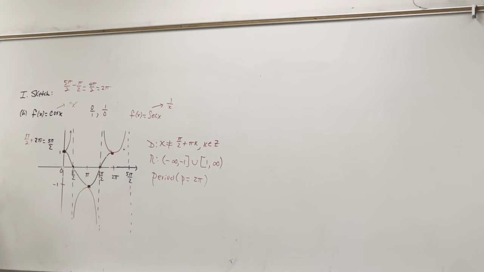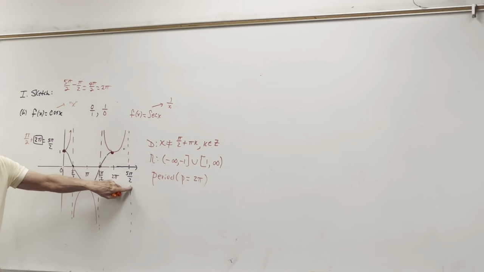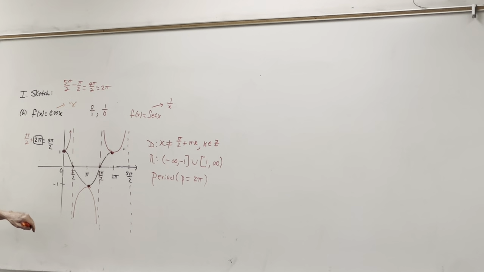Put together. Asymptote here, I added the period, so it should repeat. Did it sure enough repeat at 5 pi over 2? Yes or no? So let's try something else.